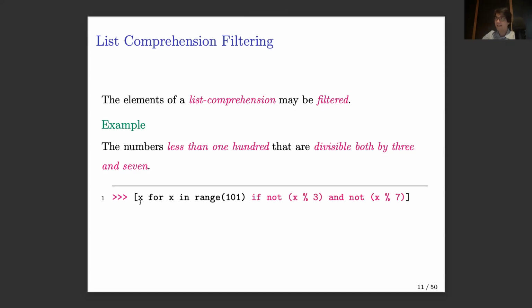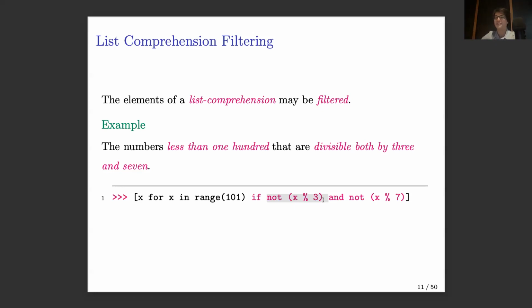Okay, so x, these are the numbers I want in my list. For x in range 101, so again, the numbers from 0 to 100, if not x mod 3. So if x is divisible by 3, then x mod 3 is 0, which is false, and not of that is true. So the thing I highlighted here is testing for divisibility by 3.